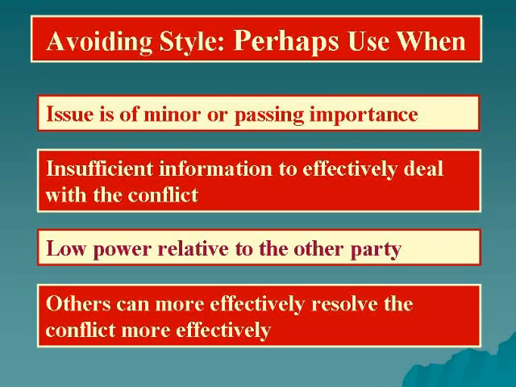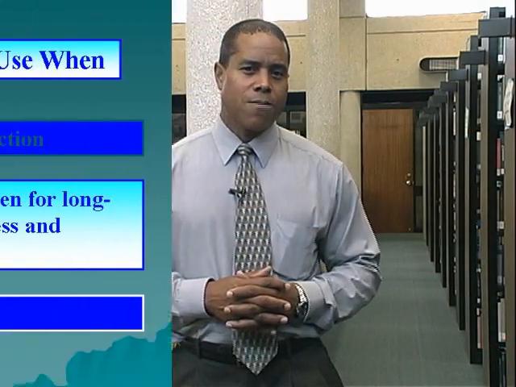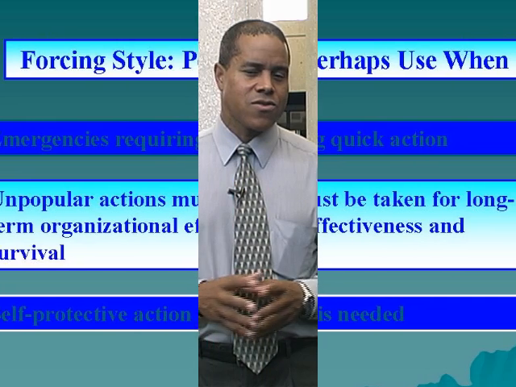Avoiding style, perhaps used when issues are of minor or passing importance, insufficient information to effectively deal with conflict, and low power relative to the other party. Others can more effectively resolve the conflict. Forcing style, when is this used? Well, emergencies requiring quick action. Unpopular action must be taken for long-term organization effectiveness and survival. And self-protective action is needed. So when you think about self-protective action, you think about a forcing style.